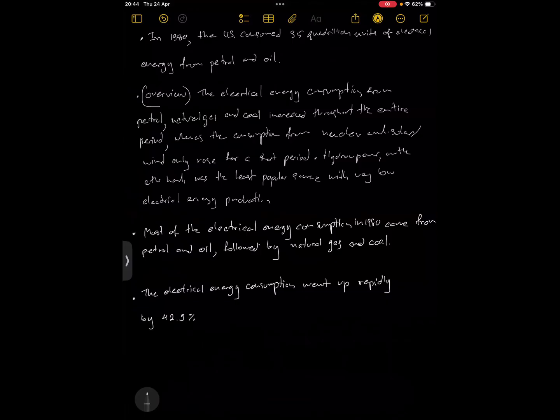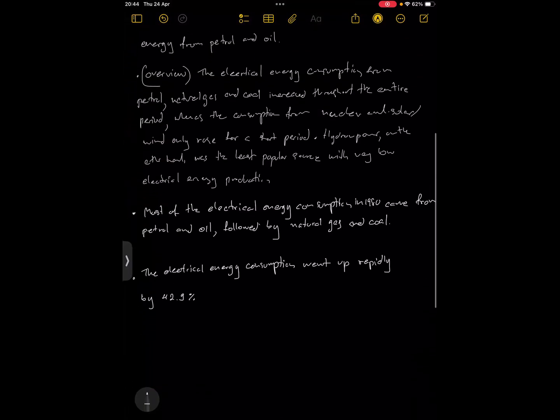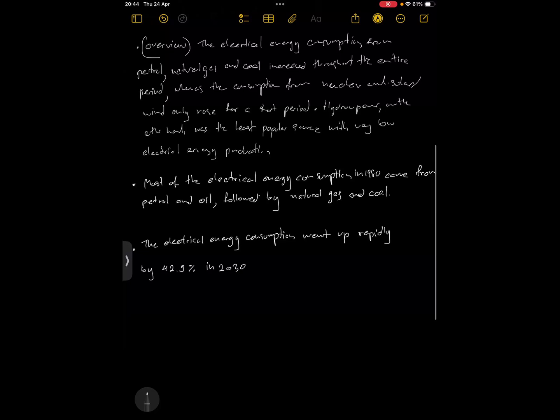Right, electrical energy consumption went up rapidly by 42.9% in 2030.